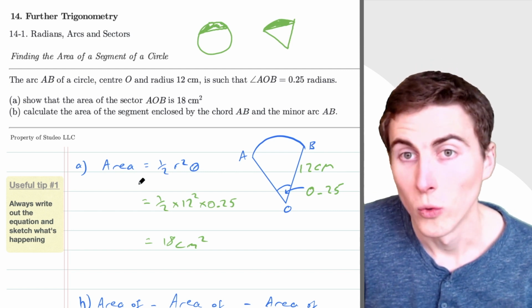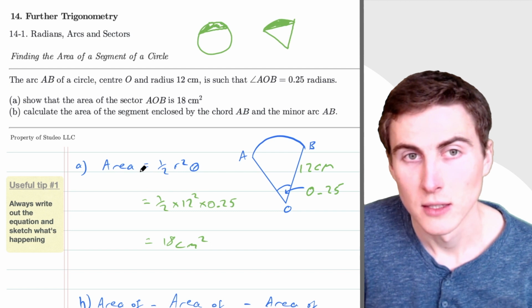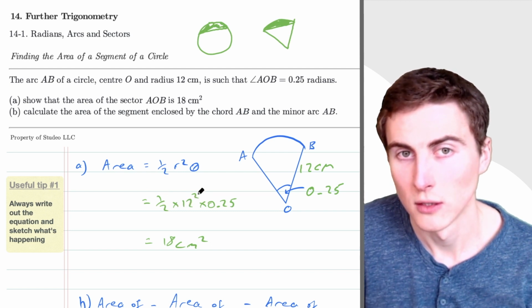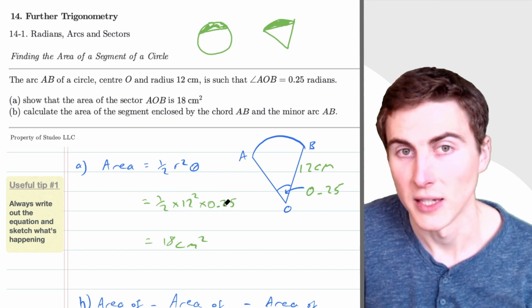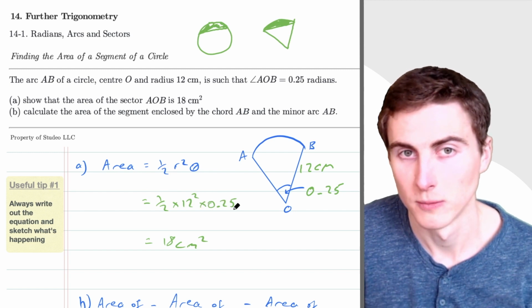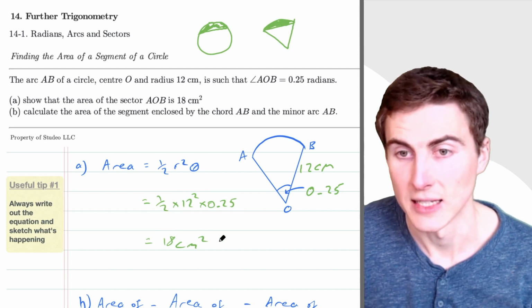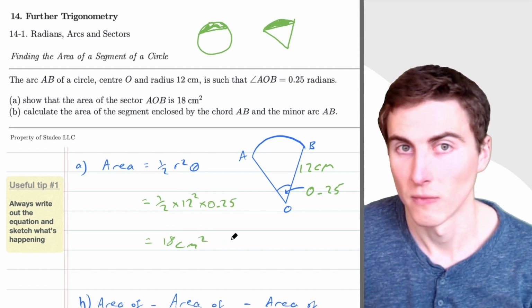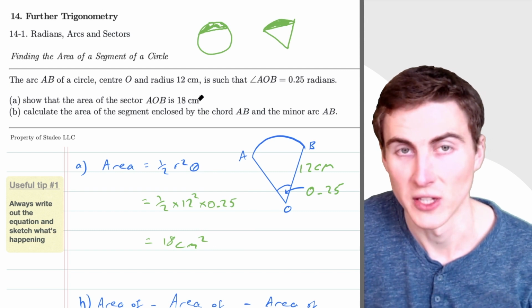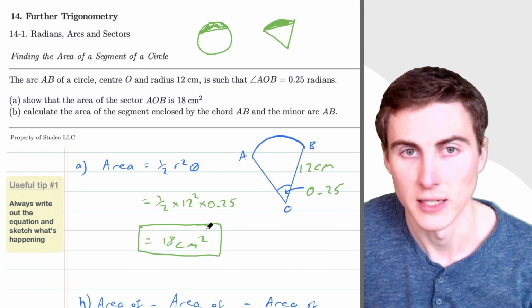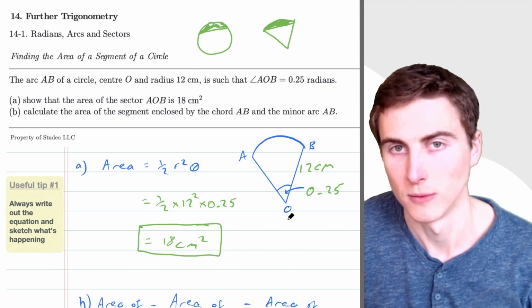So all we have to do here is 1/2 times the radius of 12 squared multiplied by the angle of 0.25. Pop that in the calculator, and that will give us 18 centimeters squared. And that's it, so we've done the first part. We've shown that A is 18 centimeters squared. That is the area of this whole thing.